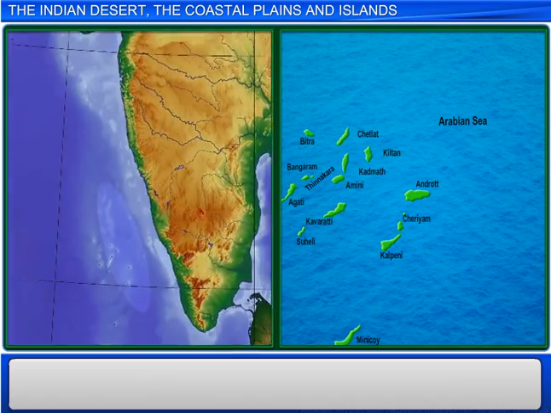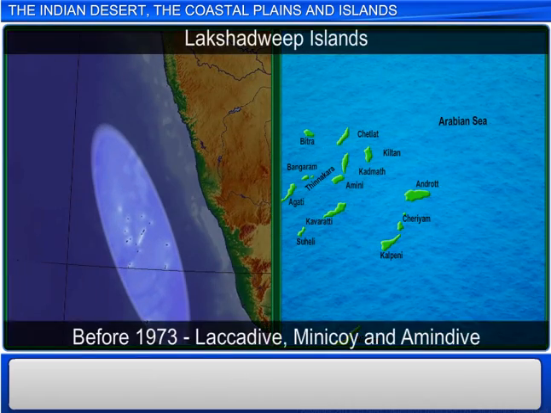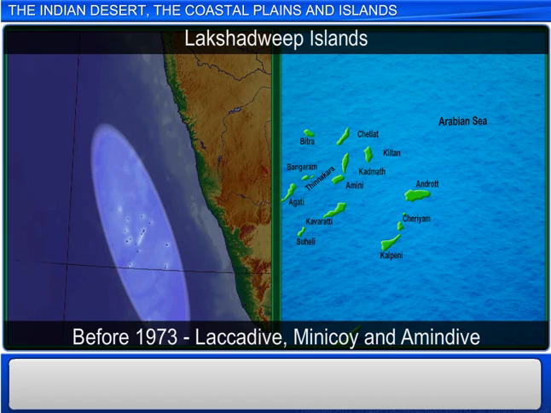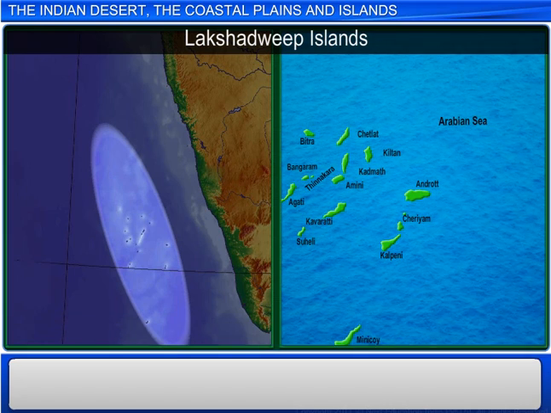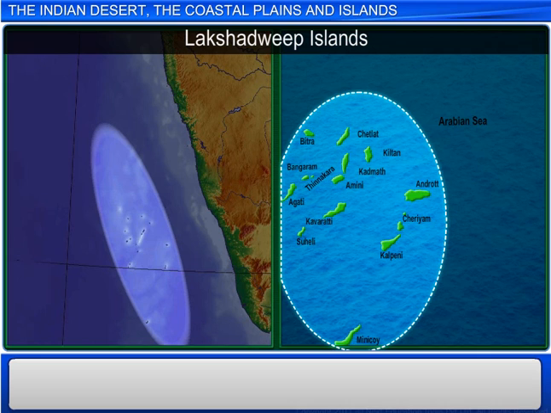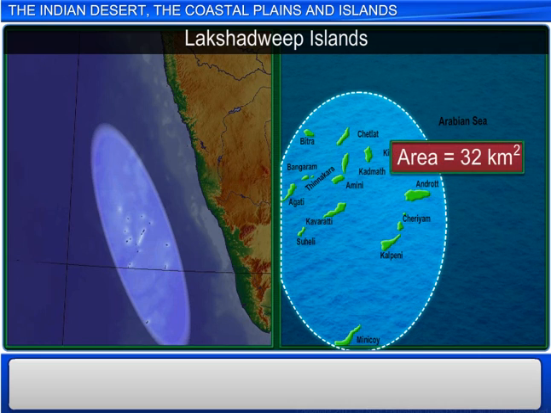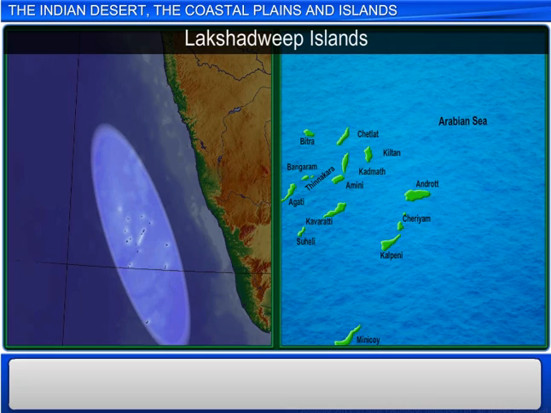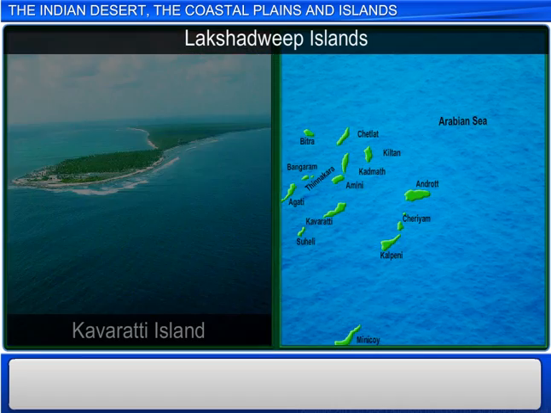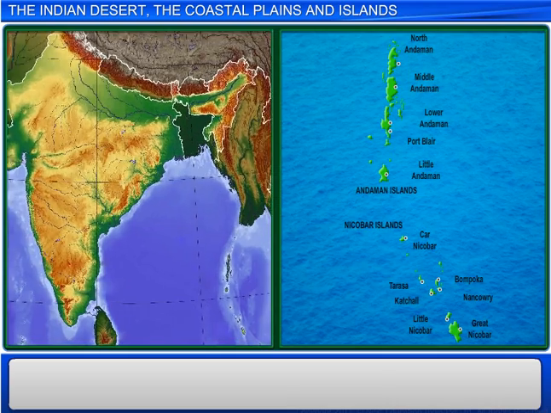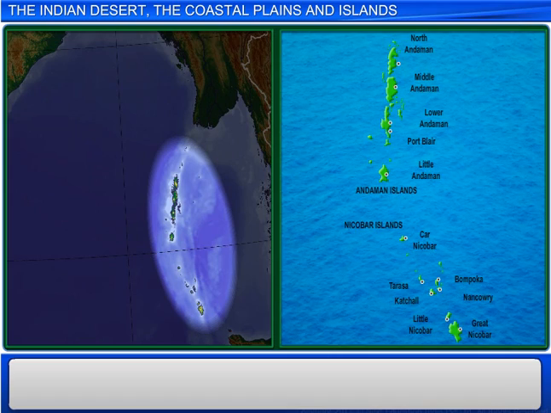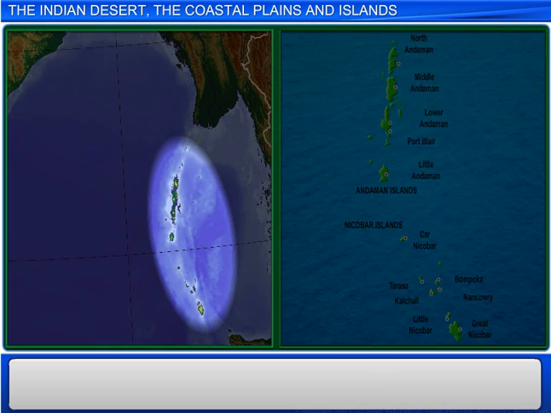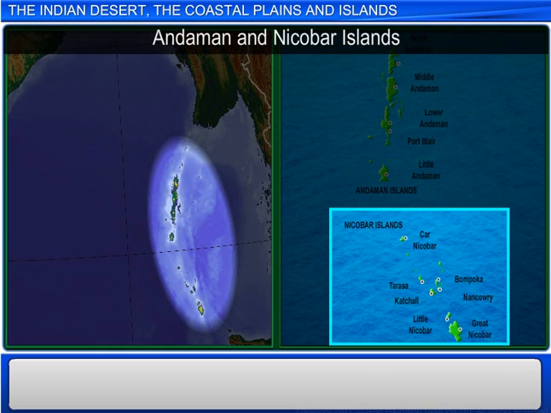Before 1973, the Lakshadweep Islands were known as Lakshadweep, Minicoy and Amindive. The overall area of Lakshadweep is 32 square kilometers. The island's administrative offices are headquartered on an island called the Kavarati Island. Let's move to the second group of islands, which is located on the eastern side of the peninsula, the Andaman and Nicobar Islands.